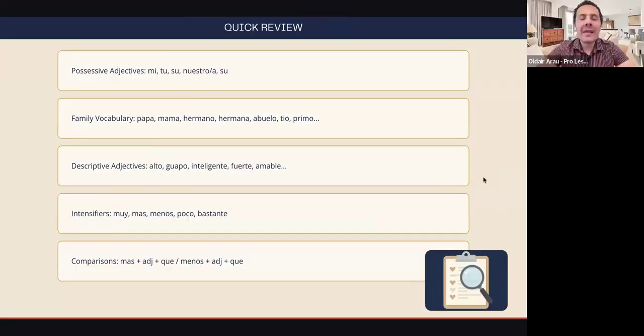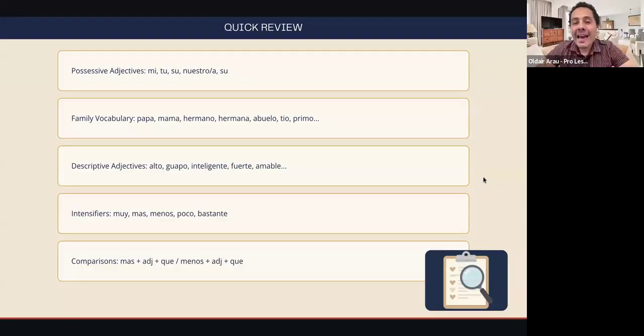All right, family vocabulary. We went all the way down to stepson and stepdaughter, hijastro and hijastra. Papá, mamá, hermano, abuelo, tío, primo, prima, nieta, nieto, sobrino, sobrina, and hijastro, ¿qué más? No, grandkids, nieto, nieta. That's it, grandkids, right? Grandson and granddaughter.